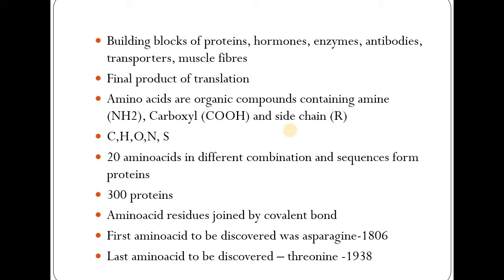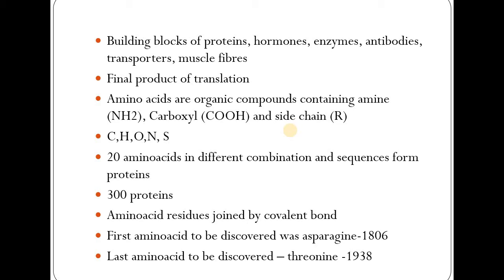Here, if you consider the amino acid, its structure is very simple. It consists of an amine group, a carboxyl group, and a side chain that is denoted as R. The constituents of any amino acid will be carbon, hydrogen, oxygen, nitrogen, and there are two amino acids which also contain sulfur.